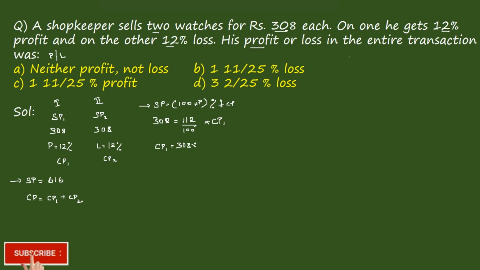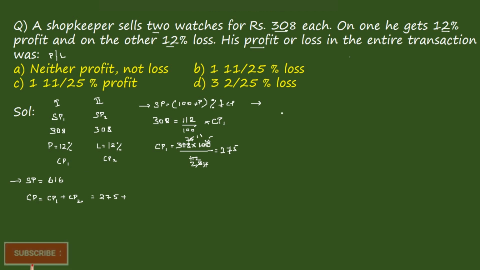Cost price 1 is equal to 308 into 100 by 112. By 4 it goes 28 and 77, by 7 it goes 11 and 4, again 4 goes by 25. 25 into 11 it becomes 275. So we got cost price 1, which is equal to 275. Plus cost price 2 we have to find out.